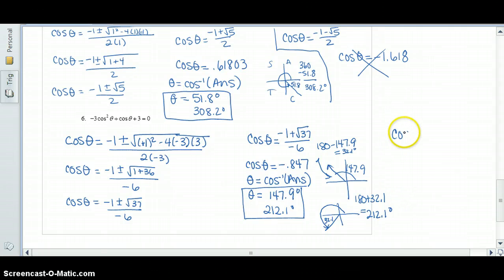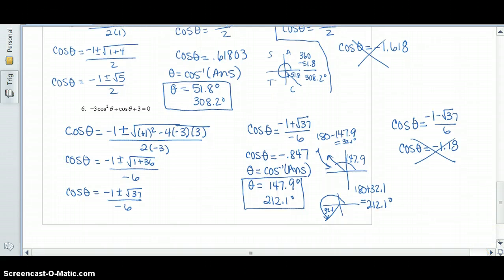Now we want to check and see if there are any more. So we're going to do cosine theta equals -1 minus root 37 over -6. So here cosine theta equals 1.18 approximately. That's outside of the range of -1 to 1, so we're not going to get any answers there. So remember, sine and cosine do need to be between -1 and 1, but tangent doesn't. So if you were doing a tangent problem, getting a result that's outside the range of -1 to 1, you don't automatically cross that off. And that is solving trig equations, day 2.